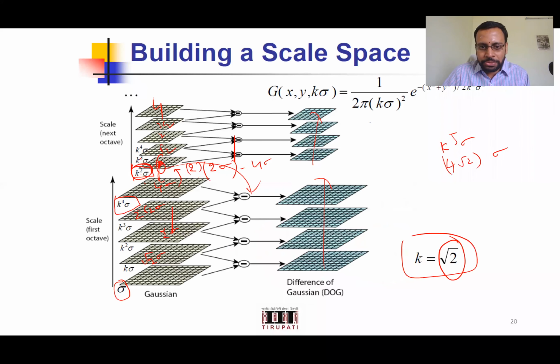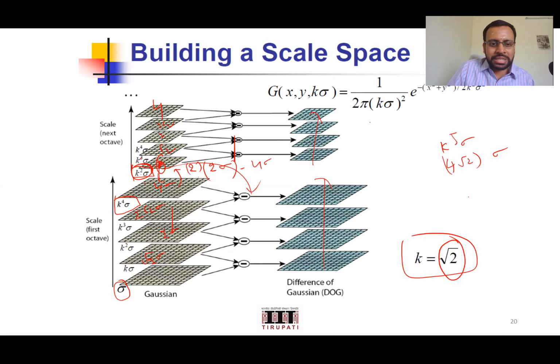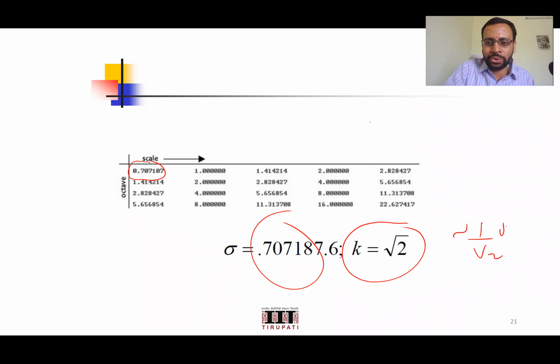So for example, these are the sigma values that you are applying. Initially 0.707, which is roughly equal to 1 by root 2. Next time it is k sigma, k is root 2, so root 2 into root 2, that's why this is 1. Then what is next? k square sigma, so into root 2, which is 1.414. Into root 2, that is 2, into root 2, 2.82.